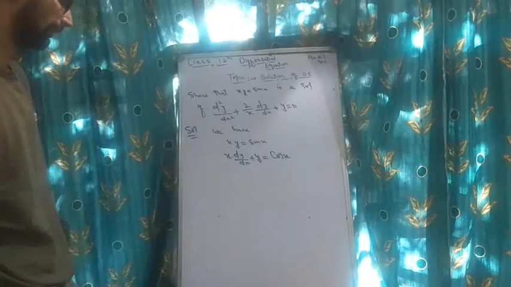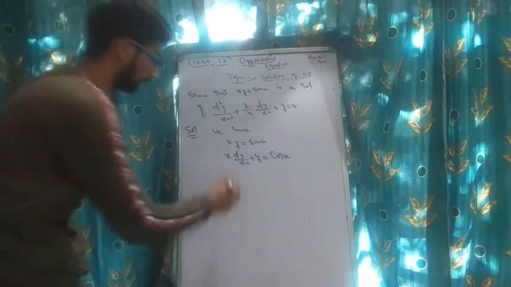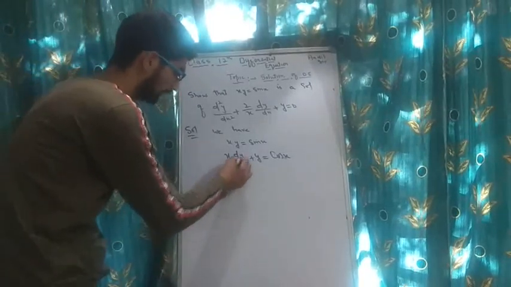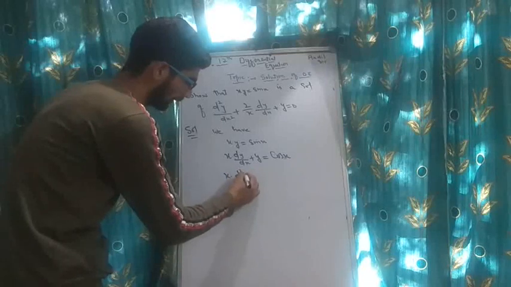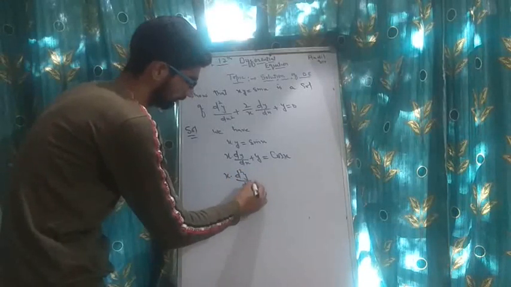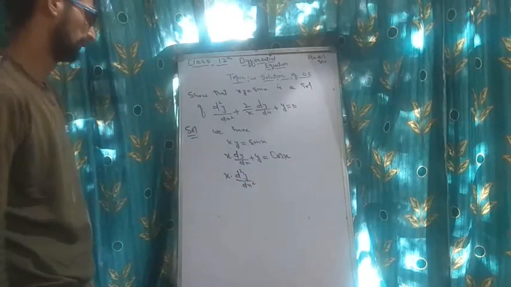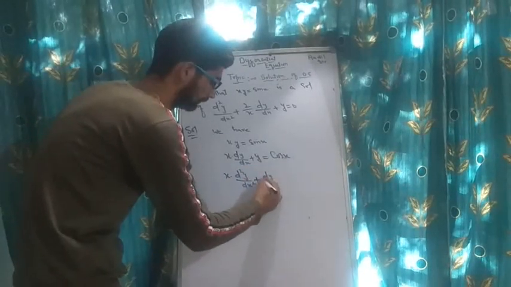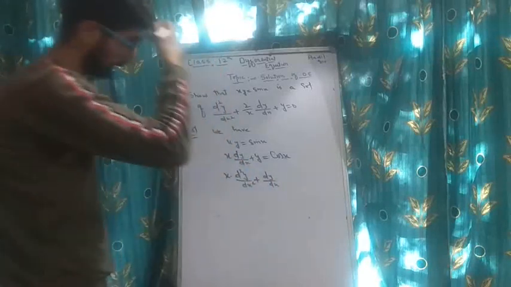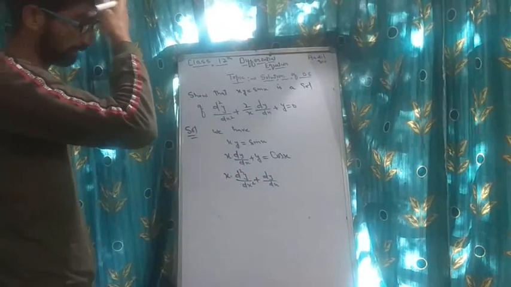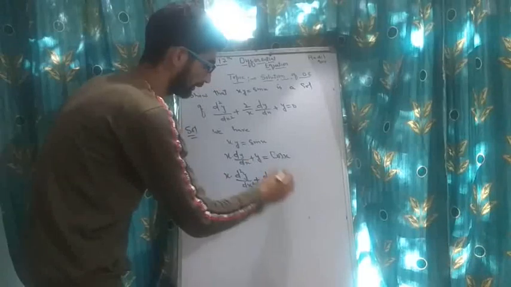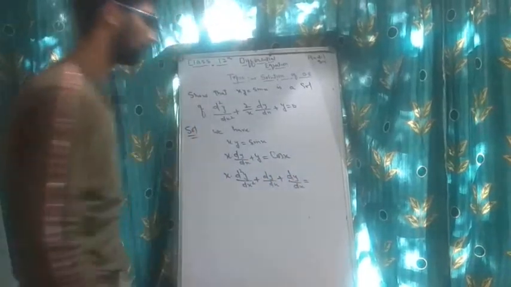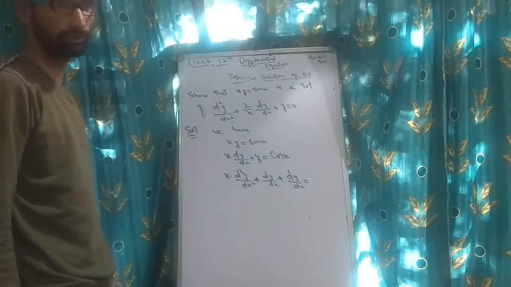Now we will differentiate it again with respect to x, so we will get here x times d square y divided by dx square, and then plus dy by dx, and then the derivative of this x, that is 1, plus the derivative of y, dy by dx, equals to the derivative of cos x. What is that? Derivative of cos x, that is minus sine.